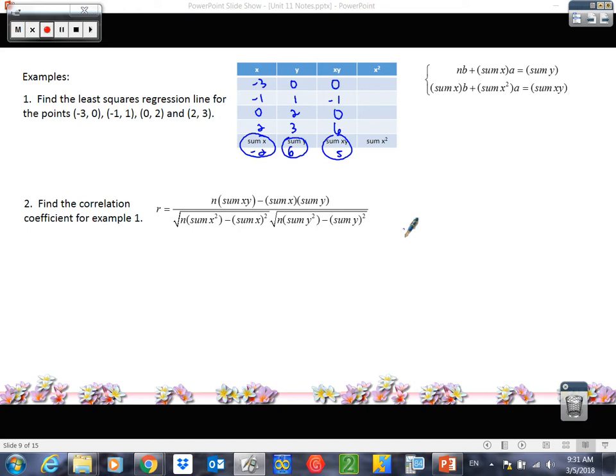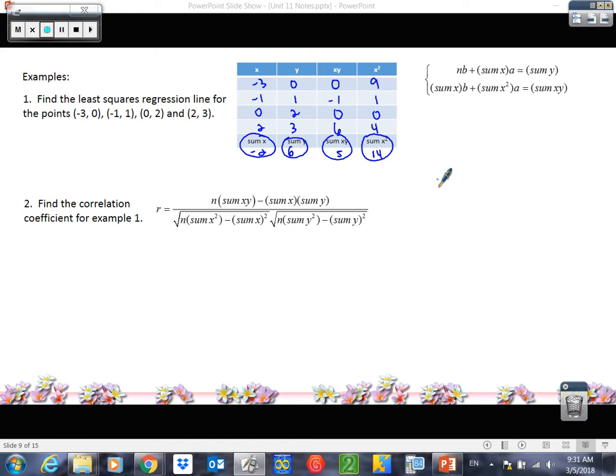The last column wants us to take all the x's and square them. So we're going to square negative 3 and get 9. Square negative 1 and get 1. Square 0 and square 2 and get 4. And then we're going to add all those numbers up and get 14. So sum x squared is 14. Okay, we okay with that data?